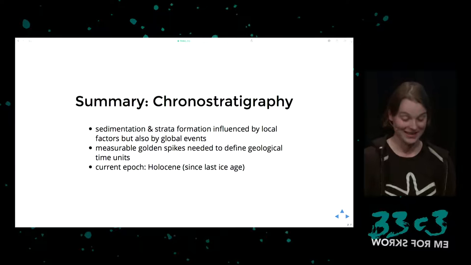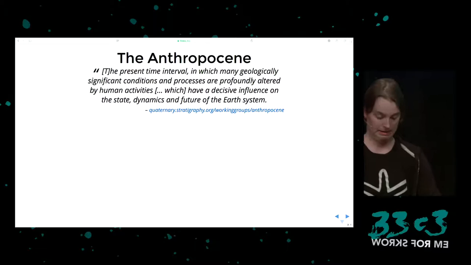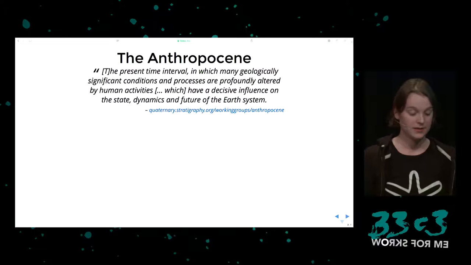So just please keep these three points in mind for the next part of the talk. Now, we dive into the Anthropocene discussion with the currently running definition, and that is that the Anthropocene is the present time interval in which many geologically significant conditions and processes are profoundly altered by human activities, which have a decisive influence on the state, dynamic, and future of the Earth system.